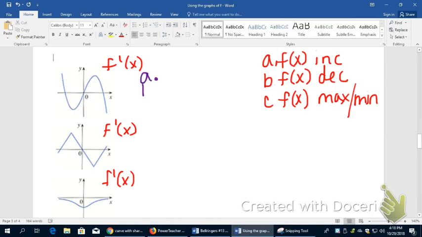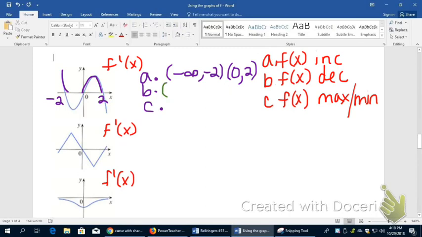So on this first graph, if we're thinking about f of x, but we're looking at f prime of x, we're thinking about where this graph is above and below the x-axis, because what we know about f of x increasing means that f prime of x is positive. Well, because this is a graph of f prime of x, it is positive there and there. We're going to let these numbers here be negative 2 and 2. So f of x is increasing from negative infinity to negative 2 and 0 to 2.